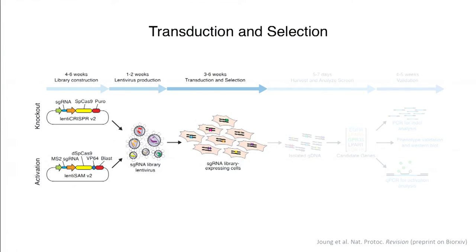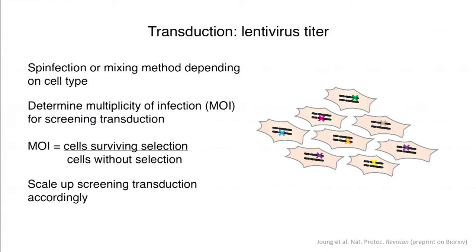So the next step is the transduction and selection of your sgRNA library. So for lentivirus, we titer to determine how much lentivirus you need to use in your screen in order to achieve a perturbation such that one cell is most likely to have only one perturbation. To do this, we will do a test transduction, usually either by spinfecting or mixing. And this depends on the cell type.